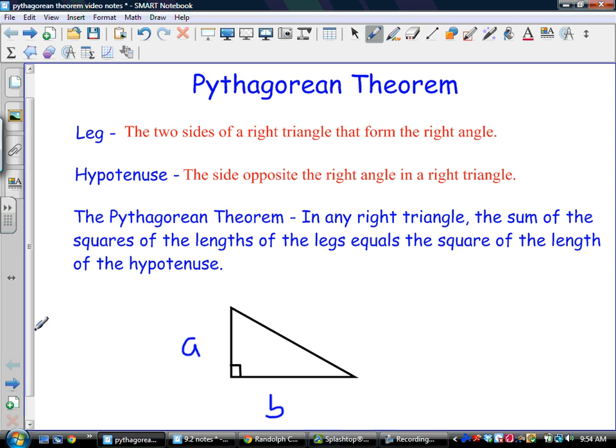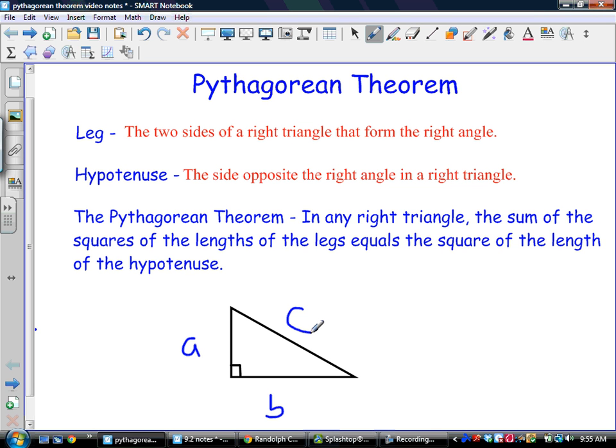The other side is called the hypotenuse, which you can see is the side opposite the right angle. So if we're looking at this triangle down here, here's the right angle. That right angle is pointing to this side. That's the one opposite it. And that is usually labeled with a C. So the two legs are A and B, the hypotenuse is C.